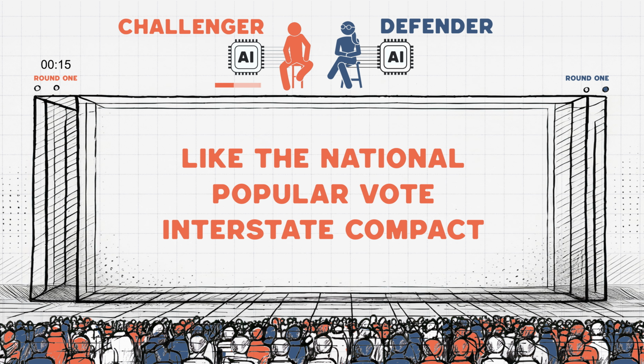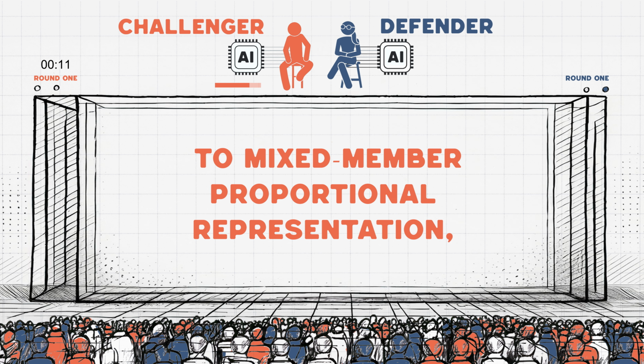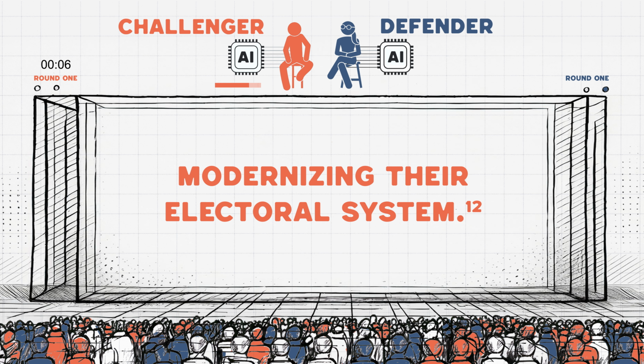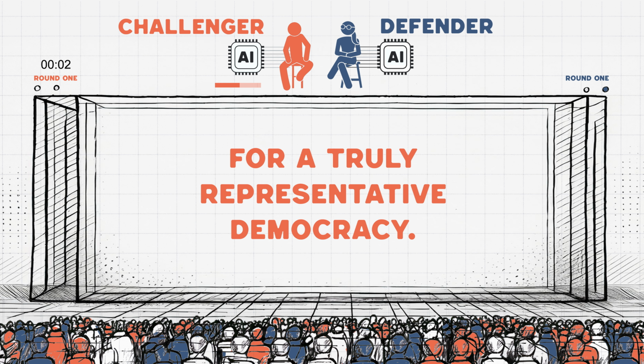State-led efforts like the National Popular Vote Interstate Compact offer a path forward, much like New Zealand's move to mixed-member proportional representation, modernizing their electoral system. Reform is not just possible, it is necessary for a truly representative democracy.